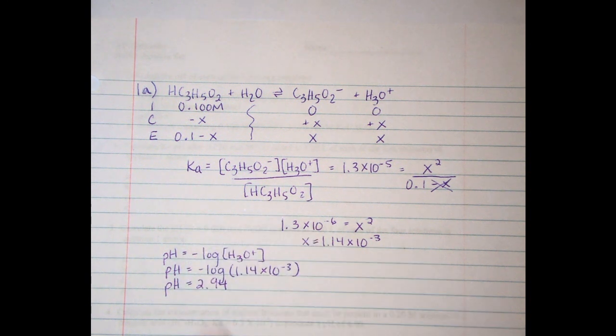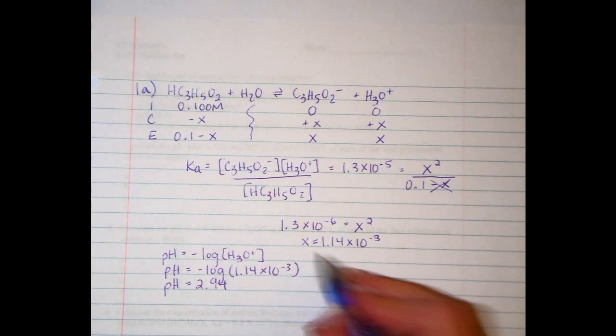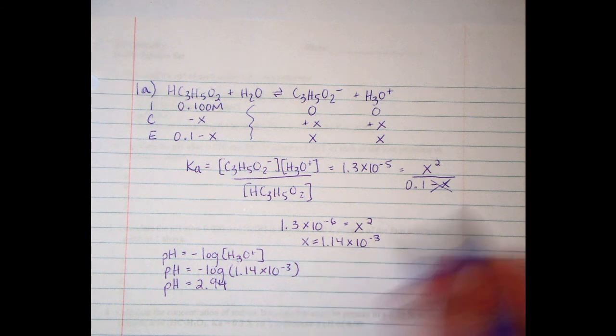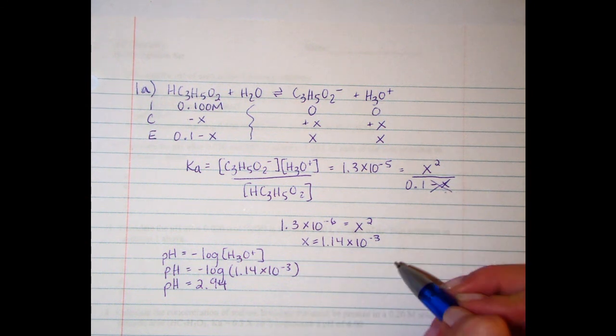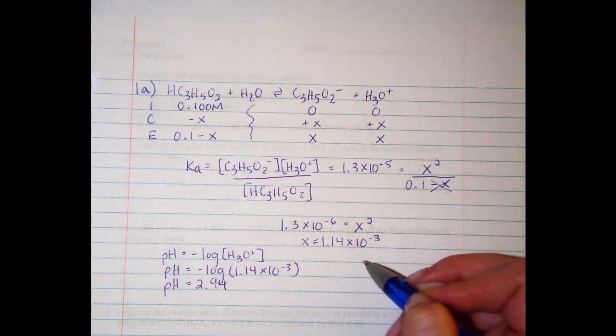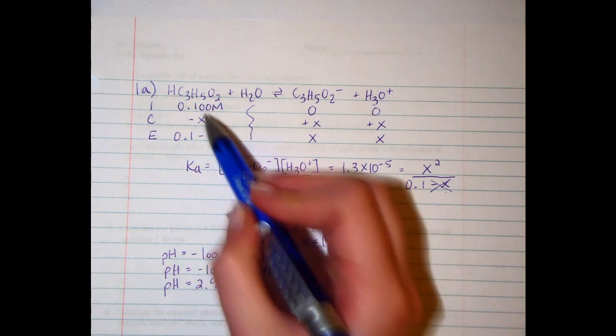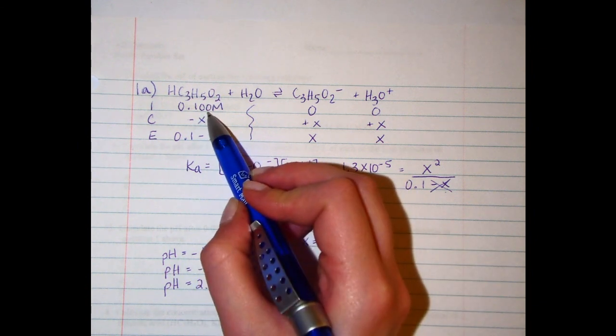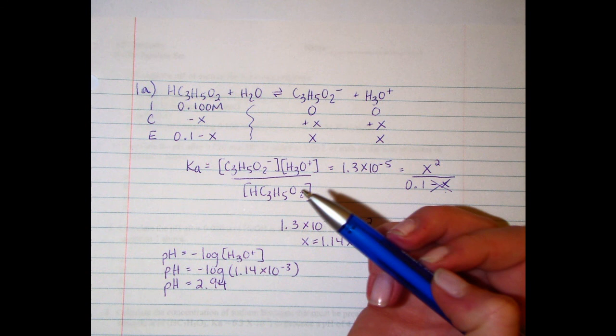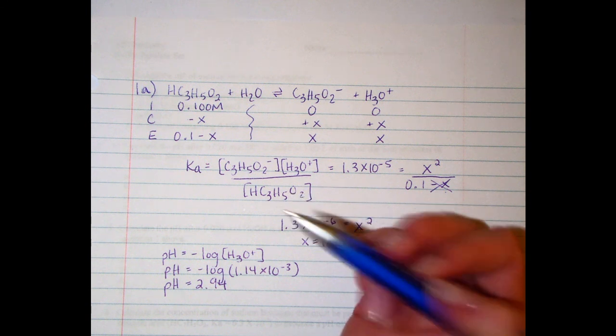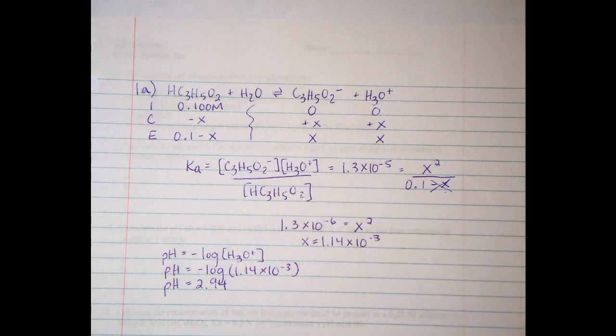Now that to me makes sense. 2.94 is definitely acidic, and this is definitely an acid. Let's go back for 1 second and take a look at that x value. Remember how we ignored it up here? Let's just double check and make sure that we can do that. We know that if we look at the change, so in this case x is my change, if it's less than 5% of my original concentration, that means it's small enough that it's not going to make a difference. Say you had 100 cookies and someone took 5 of them. Not going to make a huge difference. But if you had 100 cookies and someone took 50 of them, that's going to matter.